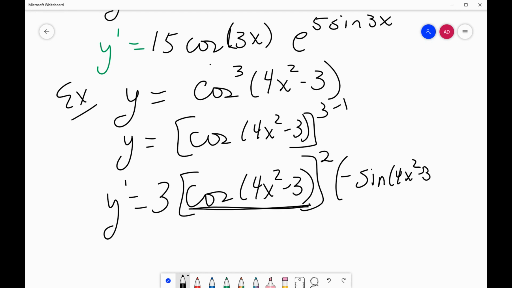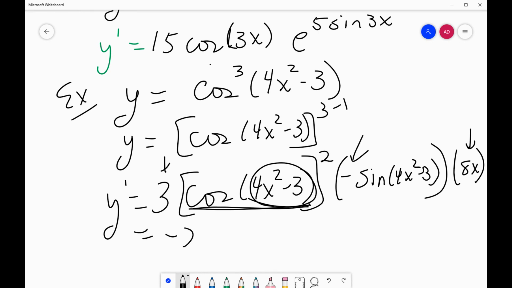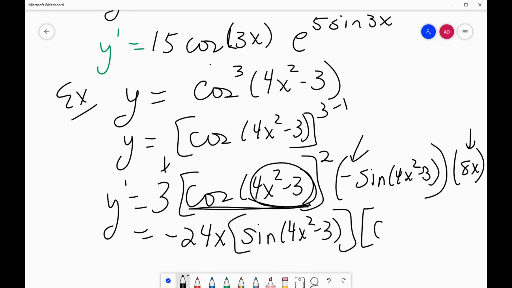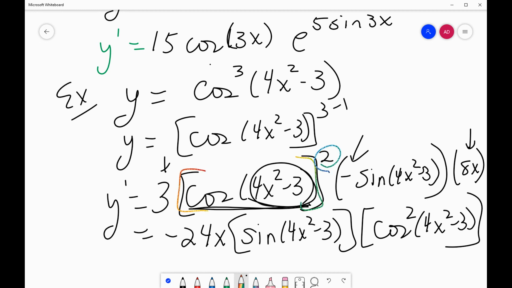Fair enough. Then I'm like, okay, well, I'm not done yet. I still have to take the derivative of the argument. The derivative of the argument is 8x. What do we got? We got a negative 1, we got an 8x, and we got a 3. Well, that's going to be negative 24x. And then I have the sine of my argument. Notice my argument did not change, did it? And then, of course, I have cosine squared of 4x squared minus 3. So a few things you might want to recall: when you have a trig function squared, I can also put the 2 right there on the power.